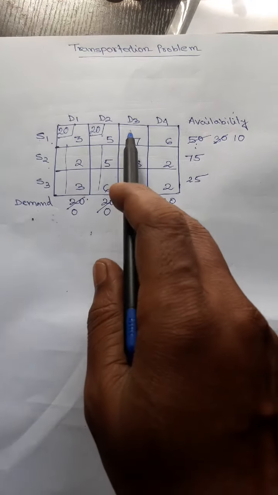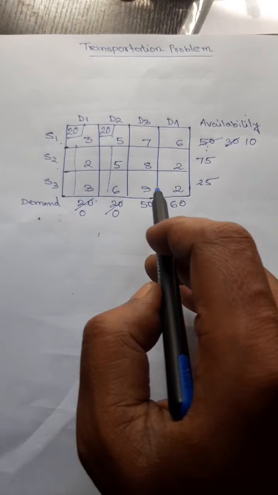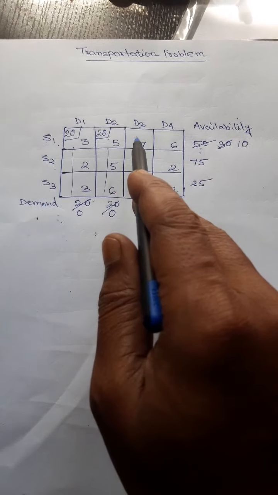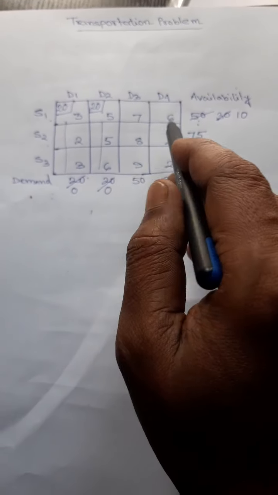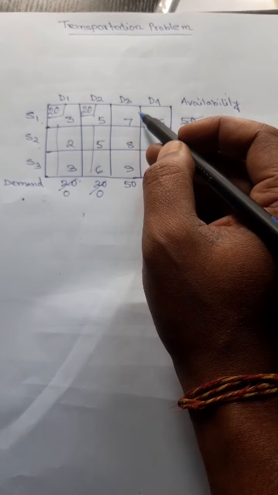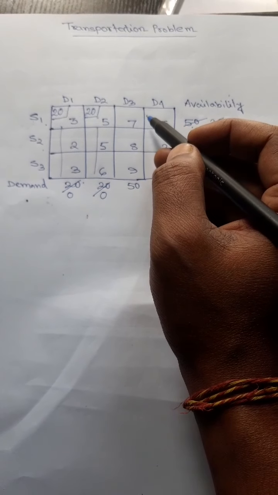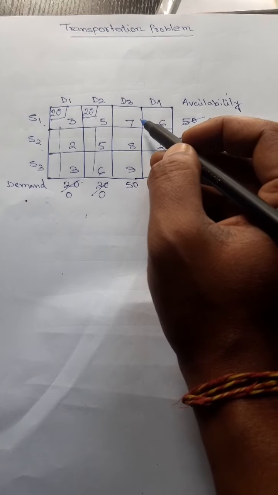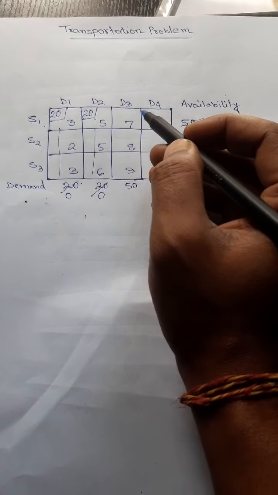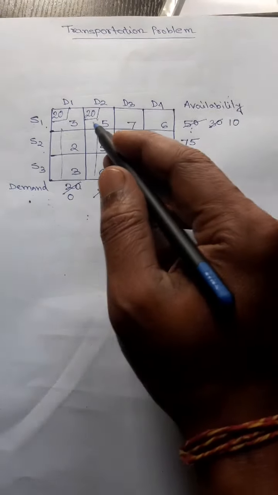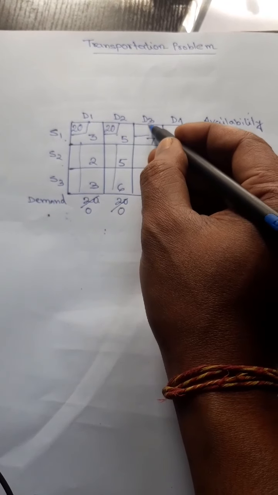Now these are the remaining unallocated cells. Again we need to find the northwest corner cell in this matrix, and it is this one. So we need to allocate in the S1D3 cell, destination 3. Destination 3 requirement is 50 but the availability from S1 is 10. So the minimum of 50 and 10 is 10.